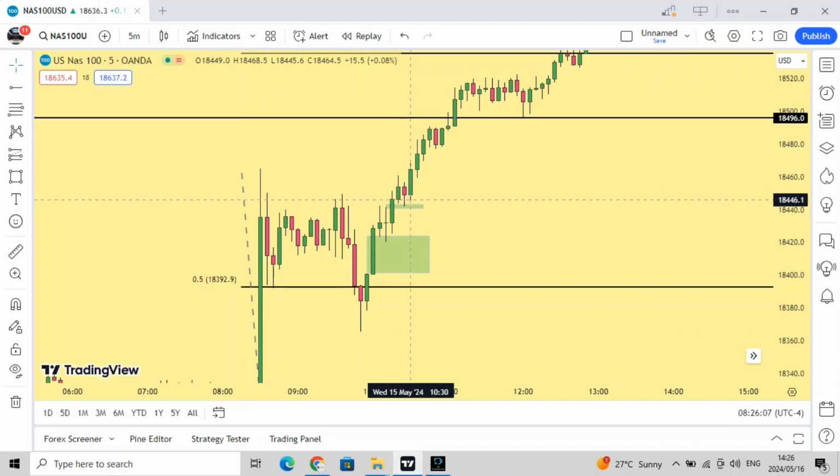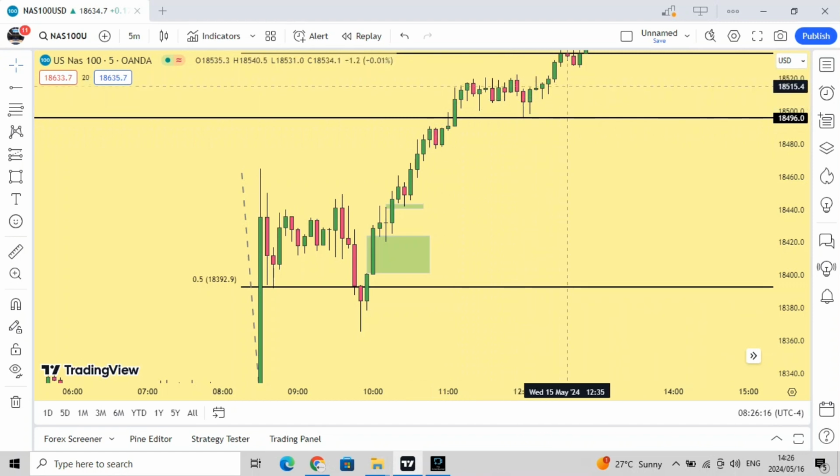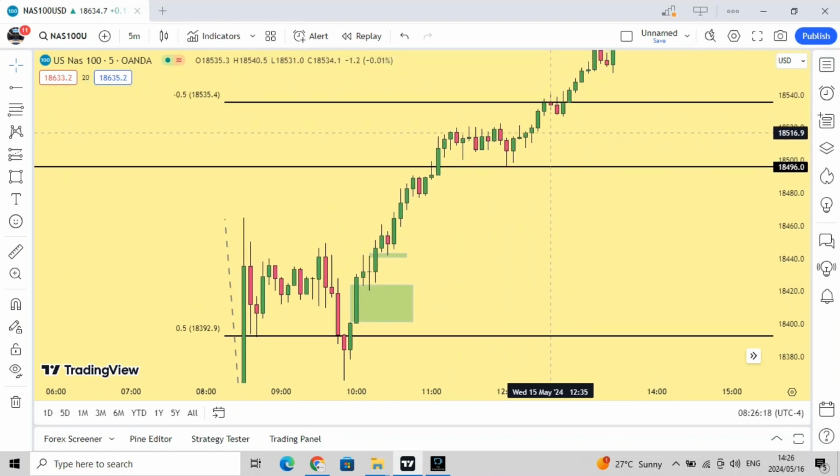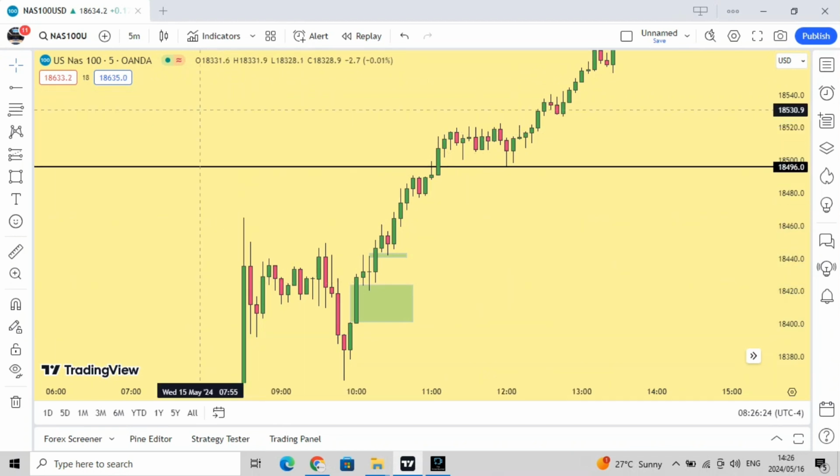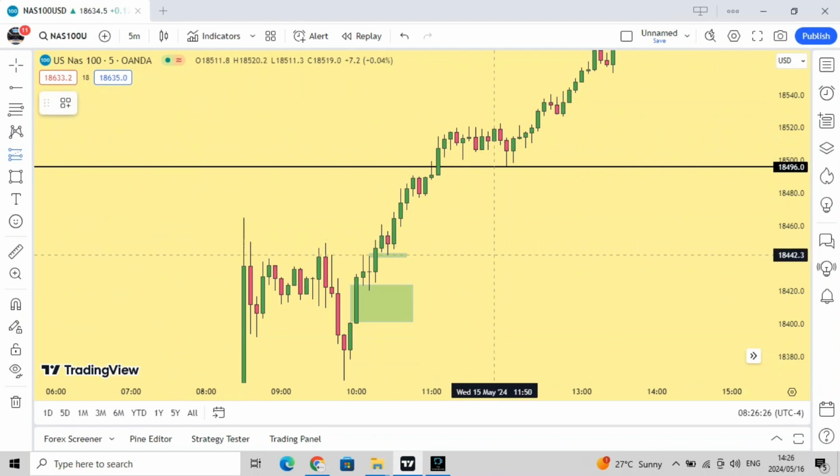After my second entry, price continued to move even higher and eventually broke the buy side liquidity that I highlighted on the daily chart. After breaking that liquidity, we continued to trade even higher as we had now reached all-time highs, and the market usually tends to trade very high after breaking the all-time highs.